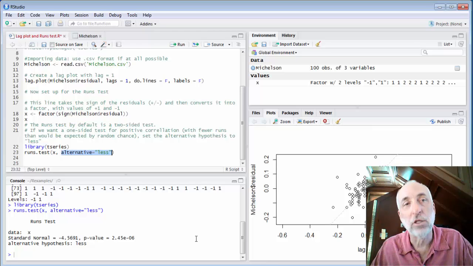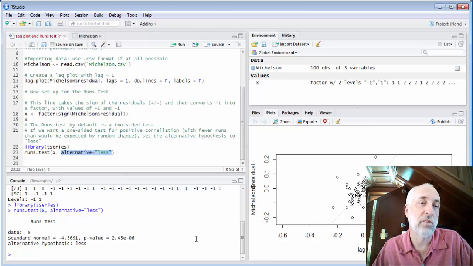Next time we'll talk about the Durbin-Watson test and how that works and how to perform those tests. Till then.